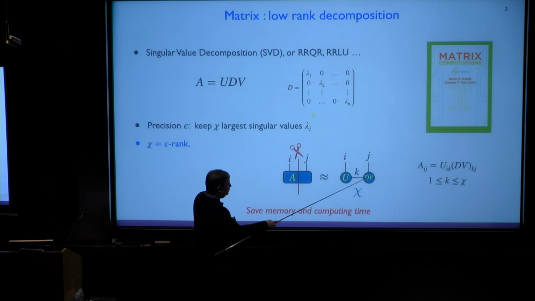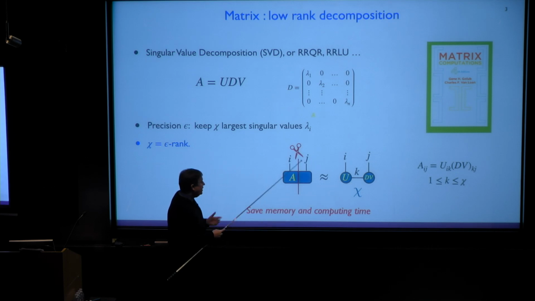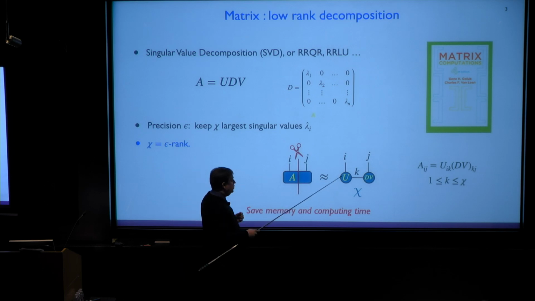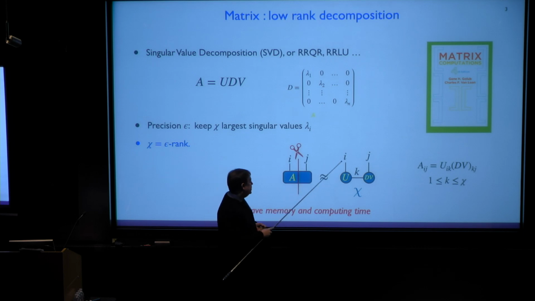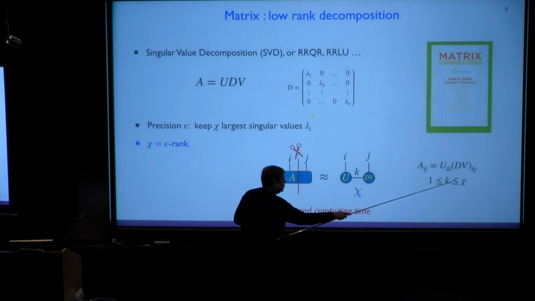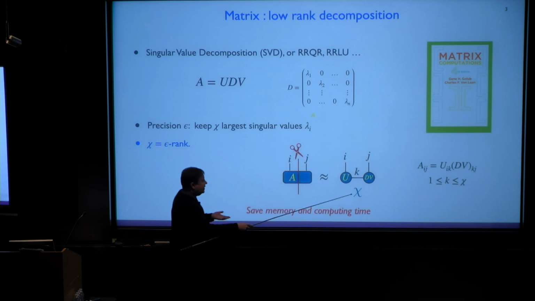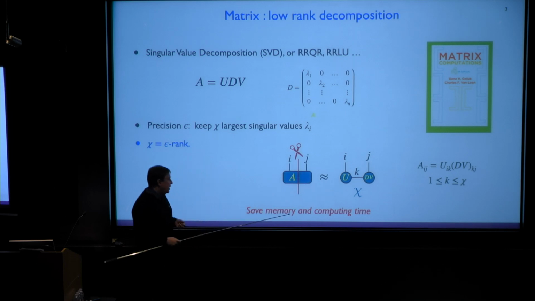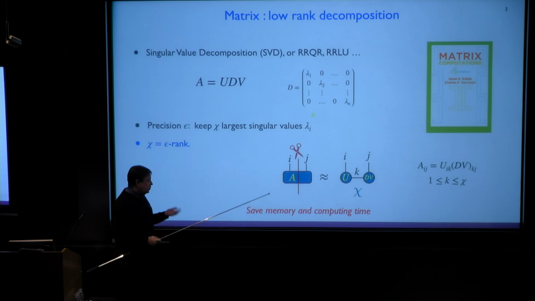So what it means is that I can cut my matrix and write it as the product of two smaller objects, U and D times V. That's just an illustration of the pictorial rule I mentioned before. This index here, K, is contracted between these two tensors, and the external indices are I and J, corresponding to this formula, and K runs from 1 to chi. If chi is small, this is clearly a much smaller object to store, because these two objects are much smaller than this one. So we're going to save memory and computing time.